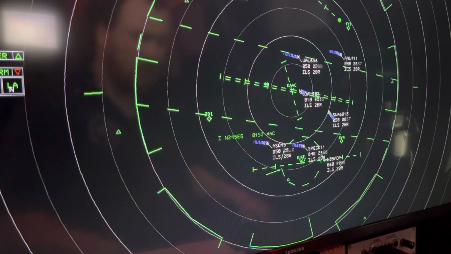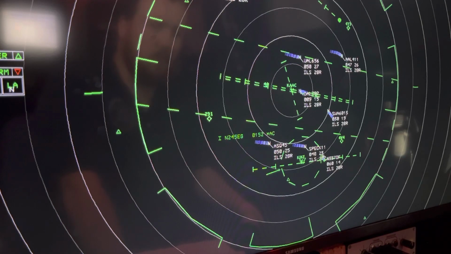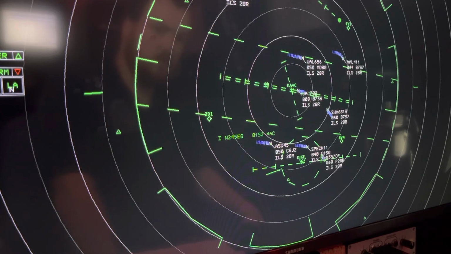American 411, turn right heading 190, descend and maintain 3,000. So the further back the cone is, the more distance you have from the line. If you're trying to hit right on 10 and you've turned here, you see that you have 1 mile until you get to the line. Once you pass the line, it's not a valid landing anymore.